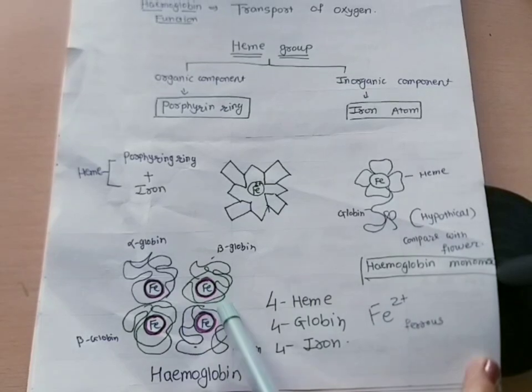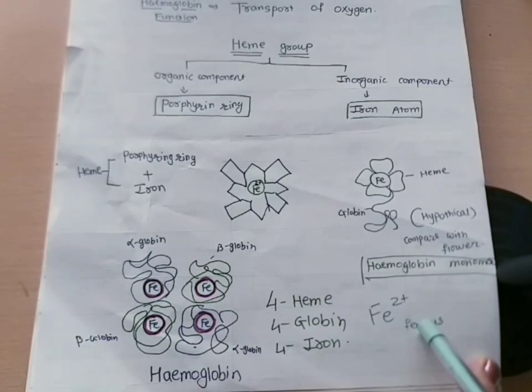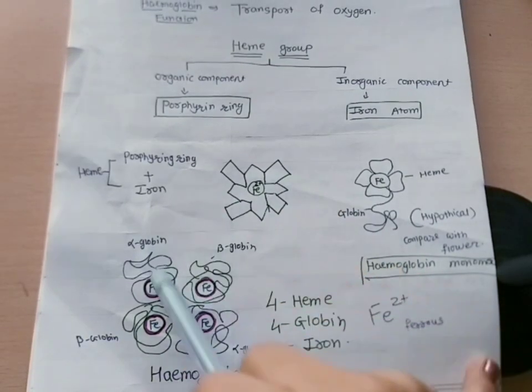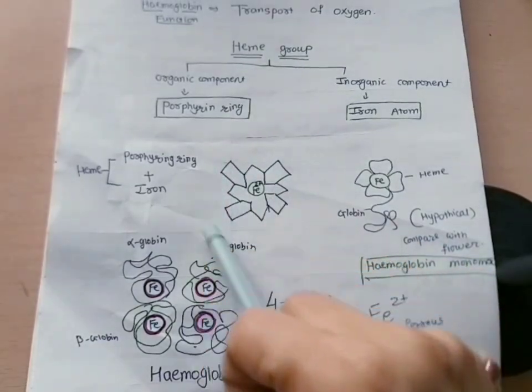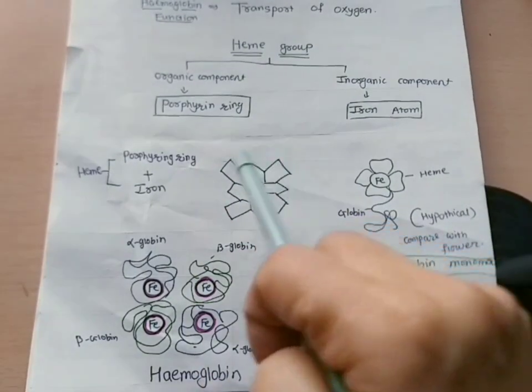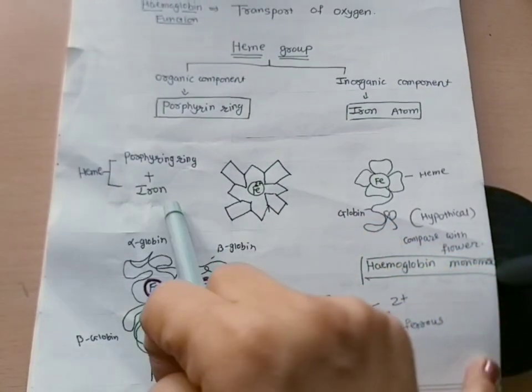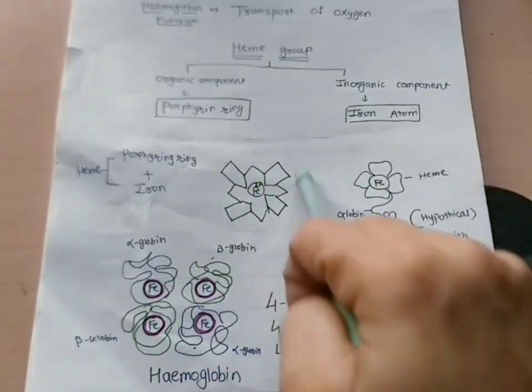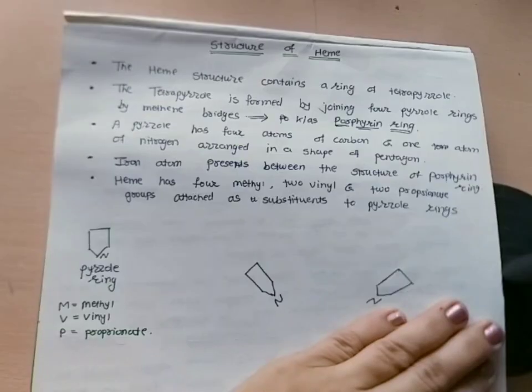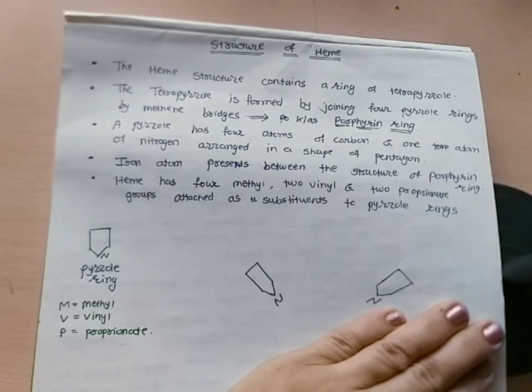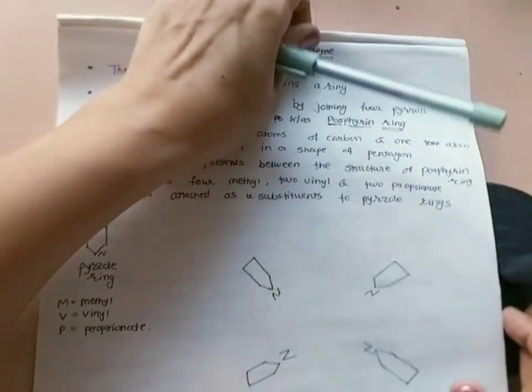The iron present in hemoglobin is in the ferrous state. So this is the general idea about the heme group: an organic protoporphyrin ring with an iron atom at the center. Now let us see this structure in detail. We just discussed that the structure of heme contains a tetrapyrrole ring. The tetrapyrrole is formed by joining 4 pyrrole rings by methane bridges, and that makes the structure of the porphyrin ring.